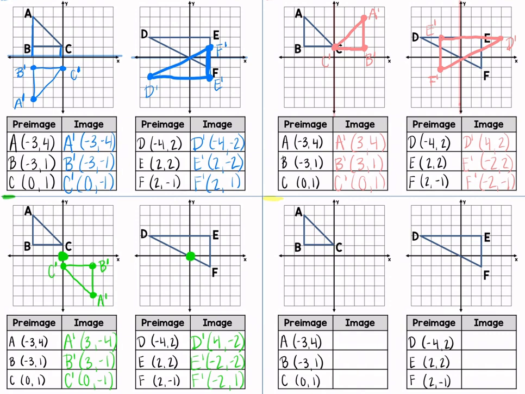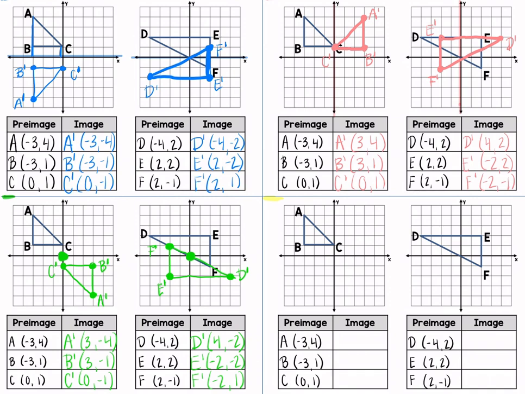So 4, -2. So 1, 2, 3, 4, 1, 2. That's where D prime is. E prime is -2, -2. And then F prime is -2, 1. So that's right here. So I can draw my line right through here. Okay, so I have F prime, E prime, and D prime.